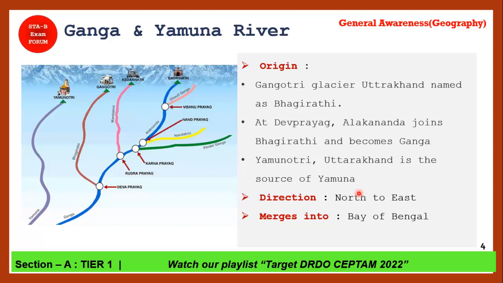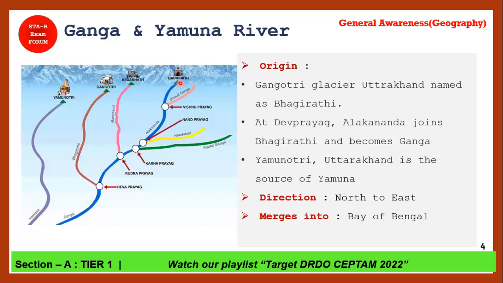The next very important rivers are Ganga and Yamuna. Okay. Ganga is the longest river of India. Its origin is Gangotri Glacier in Uttarakhand. Okay. Gangotri Glacier in Uttarakhand. Where it is named as Bhagirathi. Okay. Till now it is not known as Ganga, so it is known as Bhagirathi.